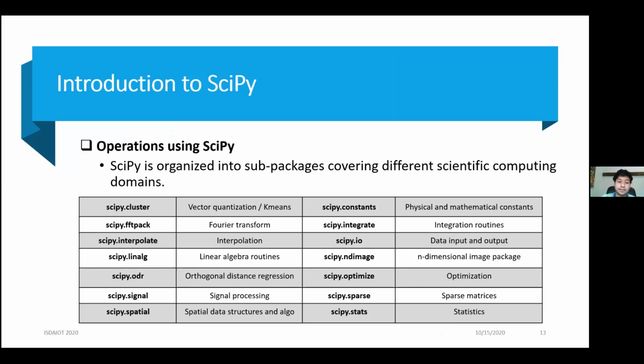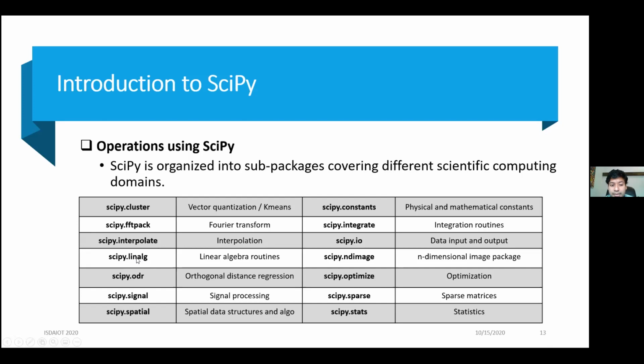Here are some of the subpackages that cover different aspects of scientific computing. For example, scipy.cluster is mainly used for vector quantization or k-means. Any data for which we want to find clusters, we can use this module. Then FFTPack, we can use for Fourier transform. Then there is interpolate, which we use to do interpolation on the data and find some missing data or some intermediate data from a data series.